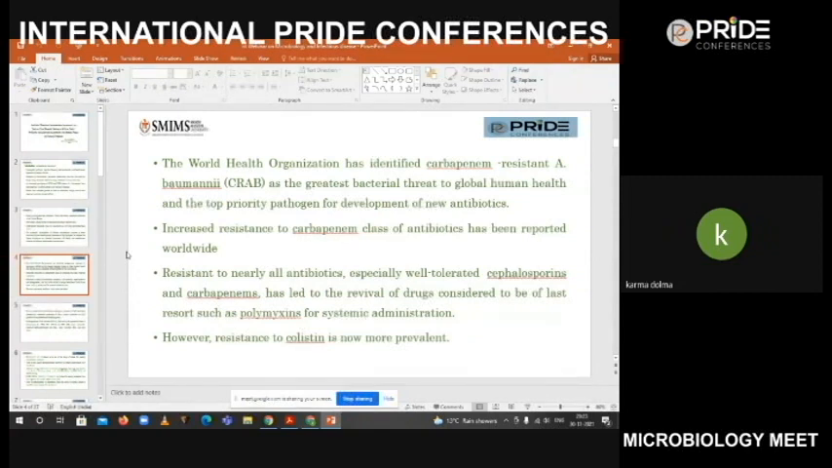So now this has led us to the revival of drugs considered to be the last resort, like the polymyxins for systemic administration. However, what we see is that resistance to colistin is also now becoming more prevalent, and polymyxins are now used less widely due to the serious side effects that are associated with these agents.